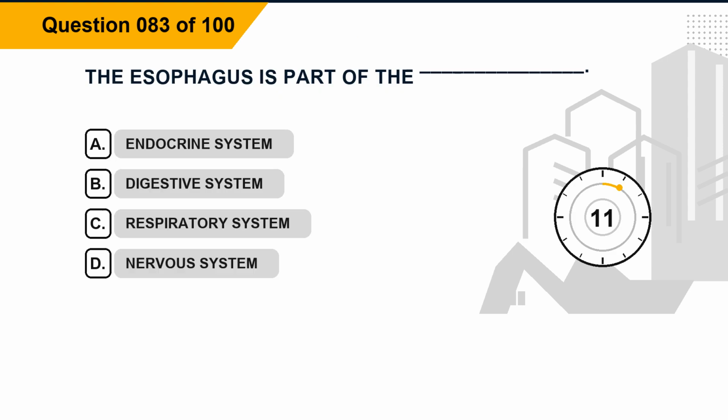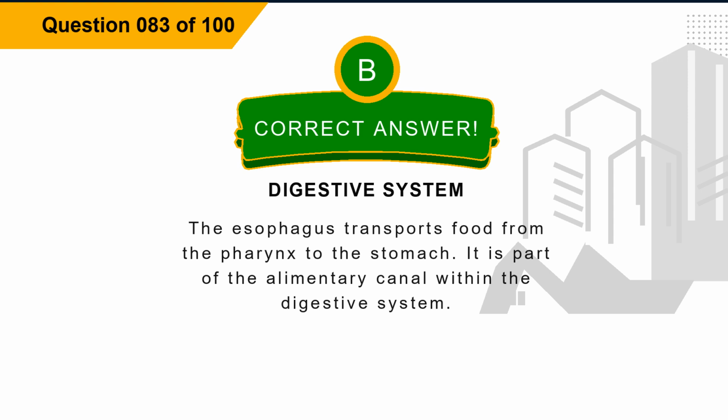Question 83. The esophagus is part of the blank. Option A, endocrine system. Option B, digestive system. Option C, respiratory system. Option D, nervous system. The correct answer is option B, digestive system. Explanation. The esophagus transports food from the pharynx to the stomach. It is part of the alimentary canal within the digestive system.